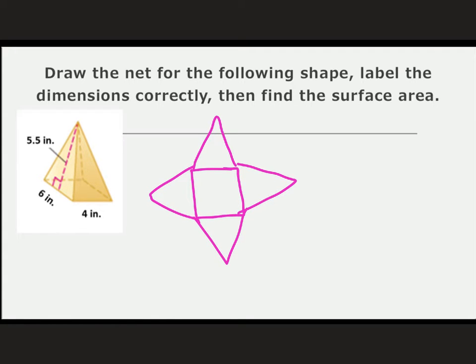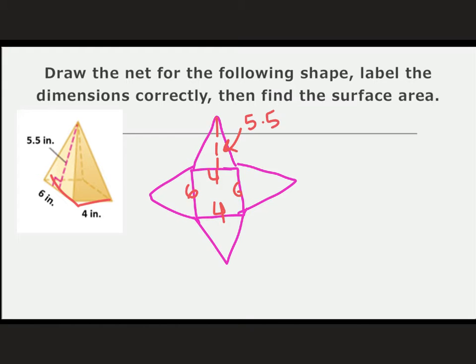So there we go. Once we have our net, we need to label our dimensions. I like to start right in the middle with my 6 by 4. And then you can see all of the heights of the triangle are the same. All of them are 5.5. So I'm just going to label one of the heights, since I know they're all the same, 5.5.